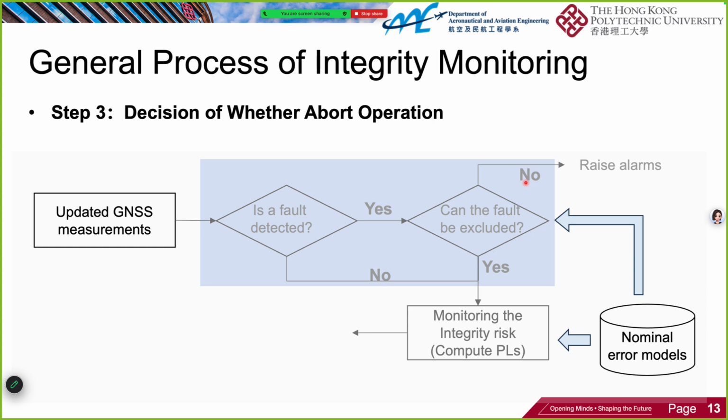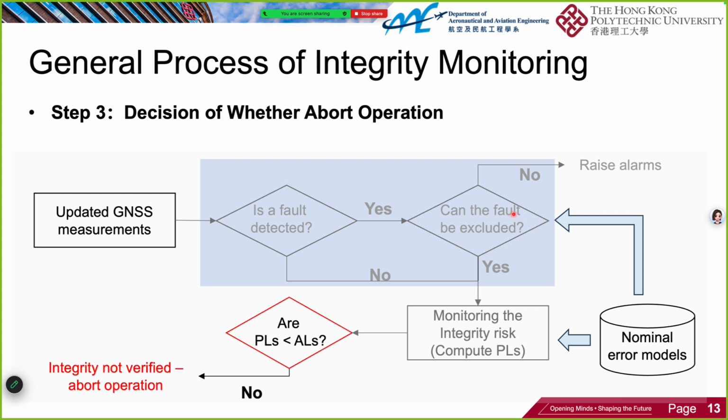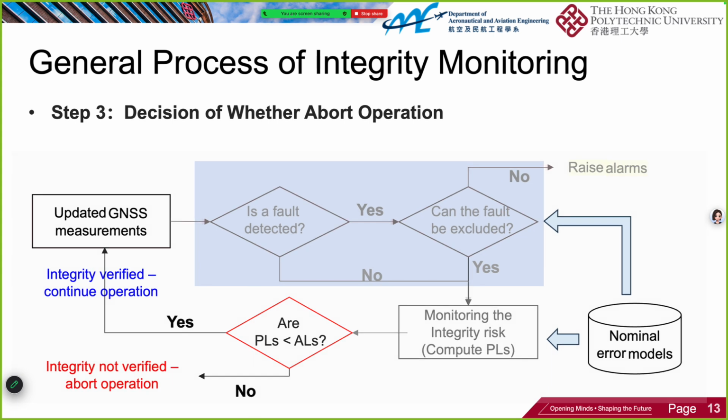After we compute the protection levels, we compare them with the alert limit, and this is the third step. If the protection level is larger than the alert limit, that means the integrity is not verified. So we have to abort the operation because it's not safe to continue. If the protection level is smaller than the alert limit, then integrity is verified, and we can continue the operation.